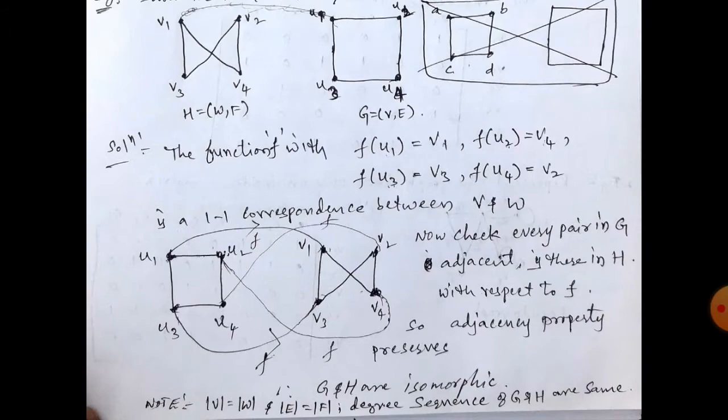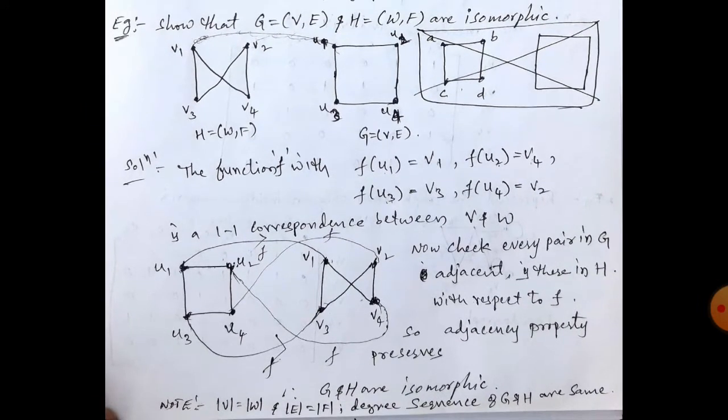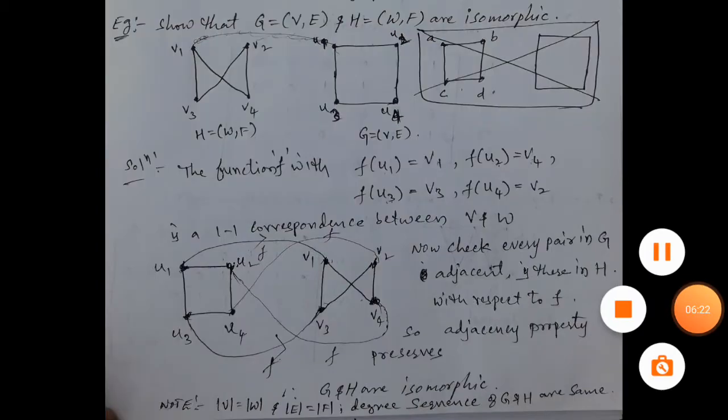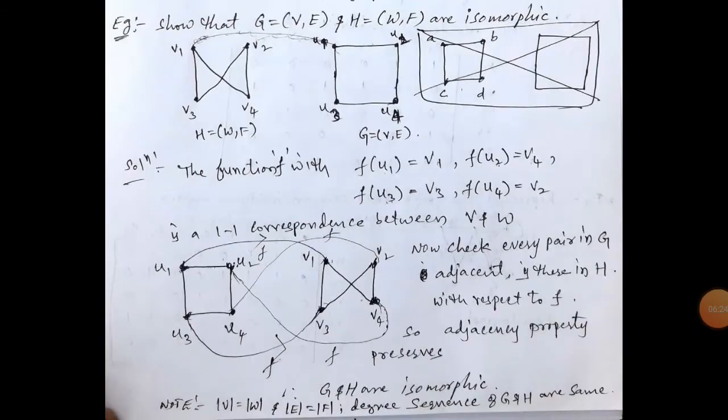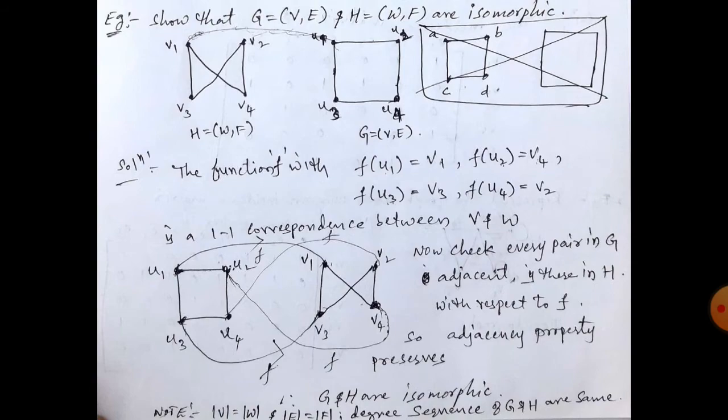Those sequences should be the same for both graphs. Then we will say G and H may be isomorphic, but not sure. If f preserves the adjacency property, then we will say G and H are isomorphic. We will see these examples in the further videos clearly. Thank you.